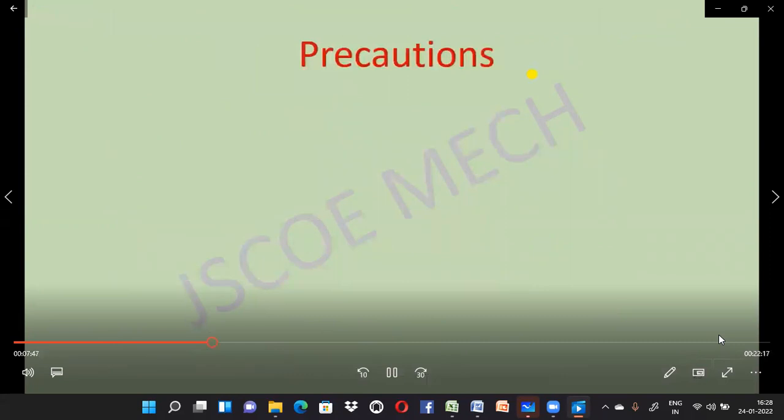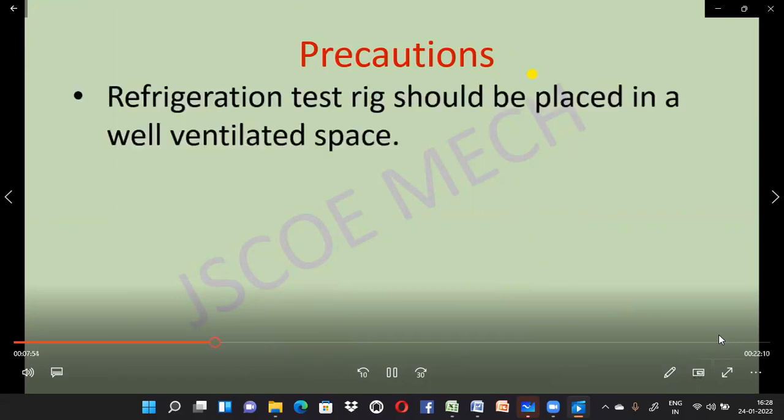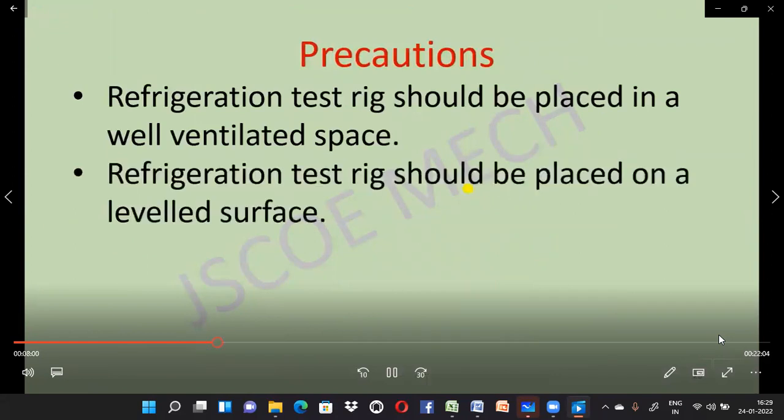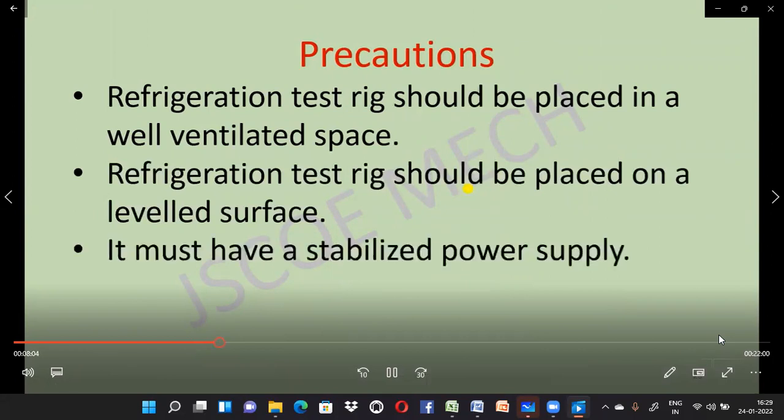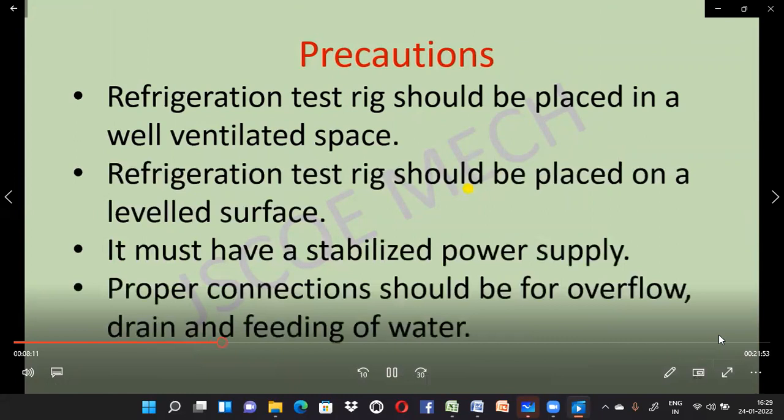While using refrigeration test setup, we have to take precautions. Refrigeration test rig should be placed in a well ventilated space. It should be placed on a level surface. It must have a stabilized power supply in order to avoid power fluctuations. Proper connection should be for overflow drain and feeding of water calorimeter tank.